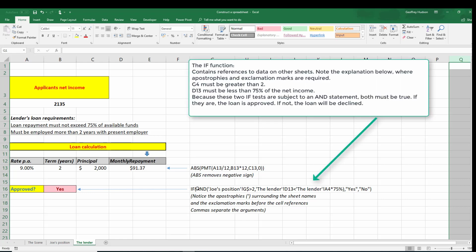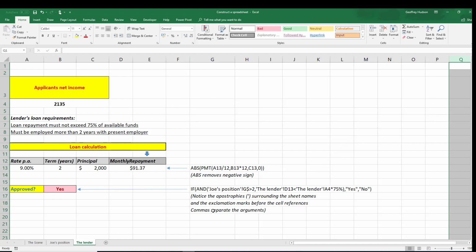the if statement embeds an AND argument which checks that Joe's position is greater than 2, that is the number of years that he's been employed, and is his loan repayment less than 75% of the income that we see in A4. Notice the apostrophes surrounding the sheet names and the exclamation marks before the cell references. Commas separate the arguments. This again would be a good time to pause the video to check if you understand the particular functions being used here.